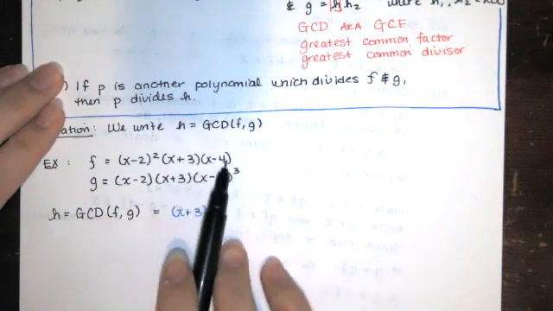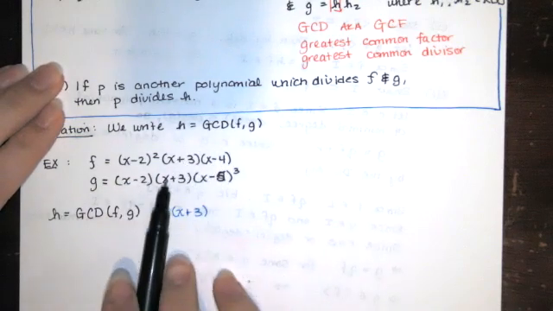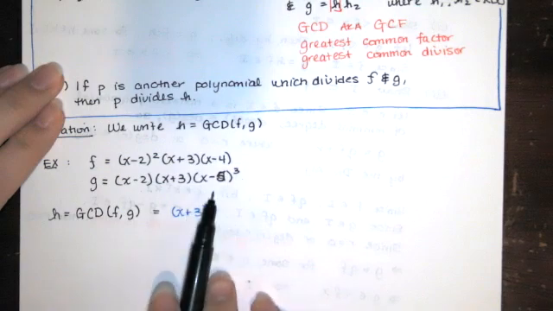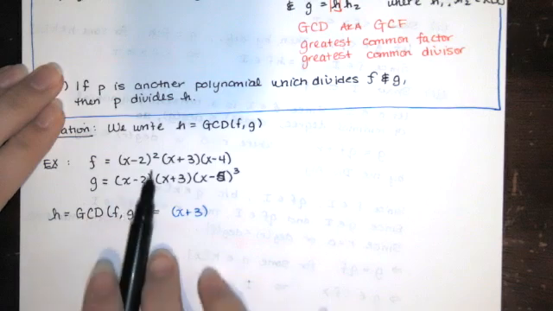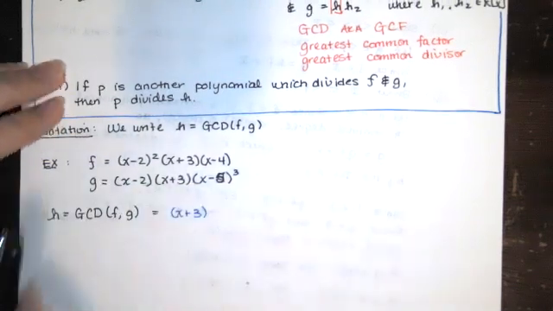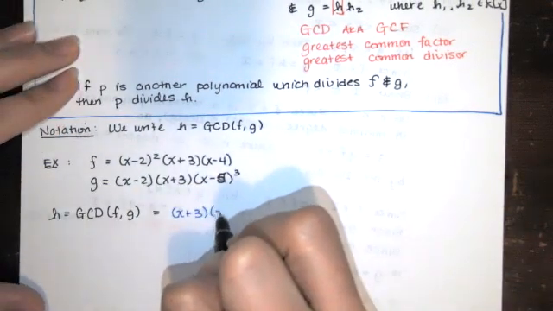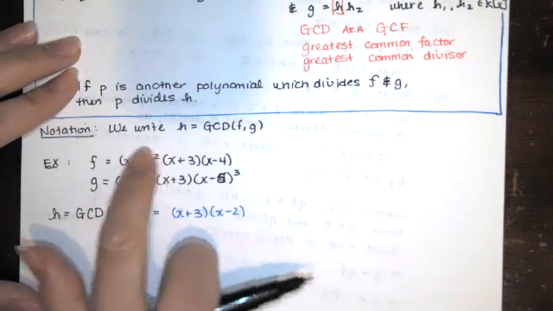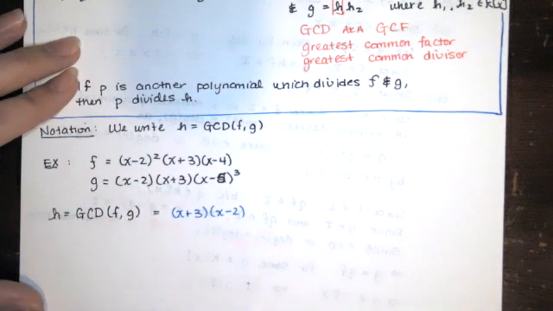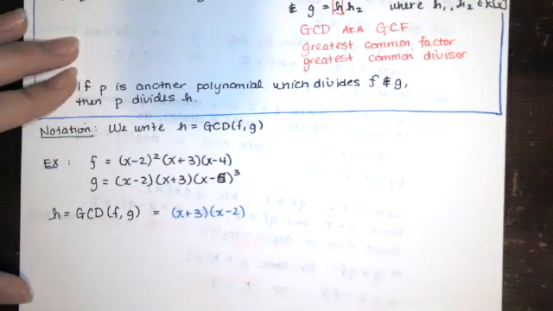And do they have an x plus 4 or x minus 4 in common? No. Do they have an x minus 5 in common? No. g has x minus 5s as factors, but this one doesn't. Do they have an x minus 2 in common? Yes. So I'll write that down. Do they have two x minus 2s in common? No. This one has two factors like that, but that one only has one. So h is equal to this.